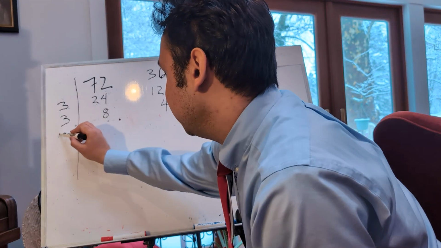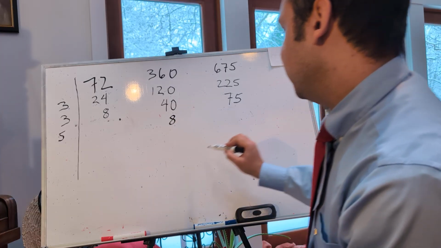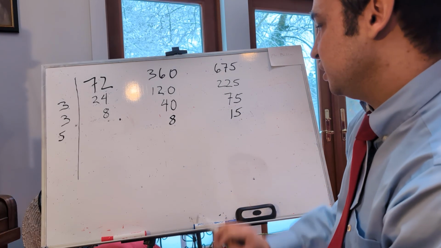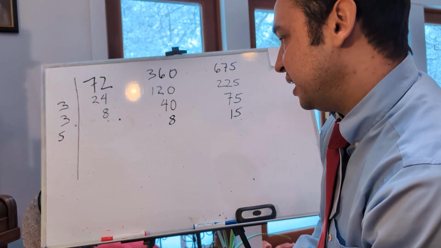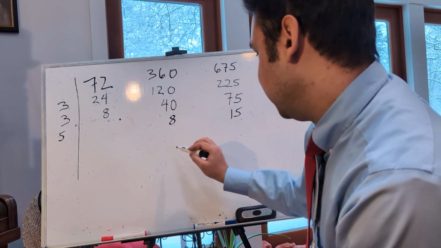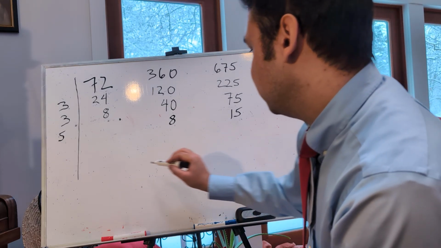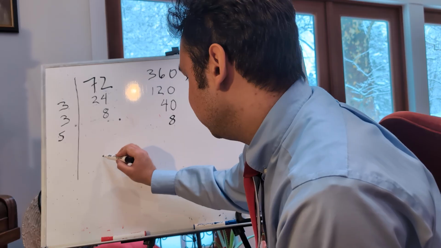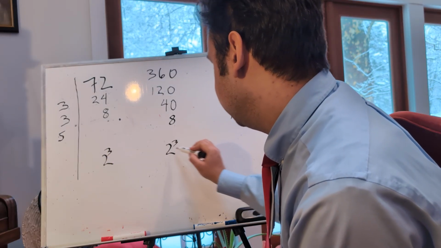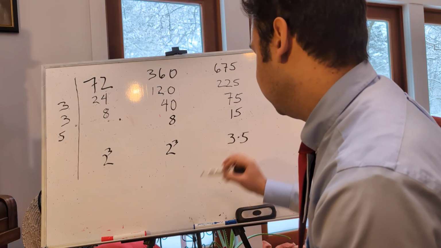So I'm going to write a 5 here. But I'll skip the 8. I'll put an 8 here. And then this would be 15. And then what else? 8, 8. Let's see. So I'm going to put 2 cubed here, 2 cubed here, and 3 times 5 here.